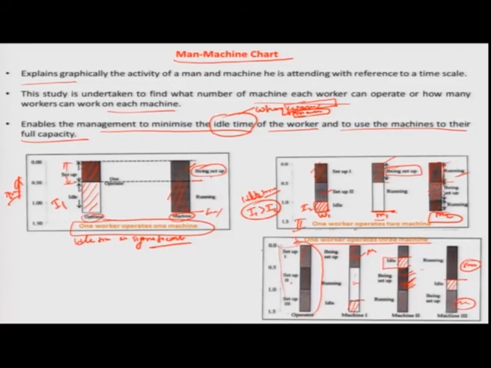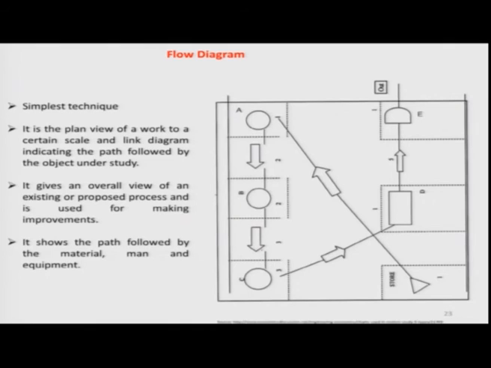So, this kind of arrangement is made in industry so that idle time can be reduced, and finally productivity is improved. Okay. Now, the flow diagram is another way to represent your operation. This is a very simple technique. It is a plan view of the work to a certain scale, and a link diagram indicating the path followed by the object under study. Here the path is shown by the flow diagram. It gives an overall view of an existing or proposed process and is used for making improvements. It shows the path followed by the material, man and equipment.